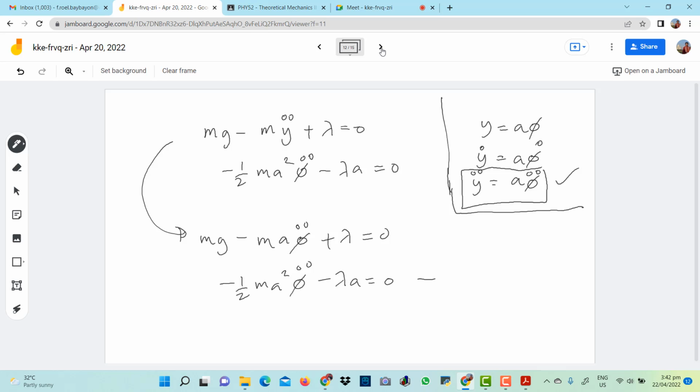From this, I can get phi double dot. Phi double dot is equal to lambda over m a, and I multiply by 2 there. Lambda times 2, so it becomes negative. Negative lambda over m a. Yeah, so that's my phi double dot.